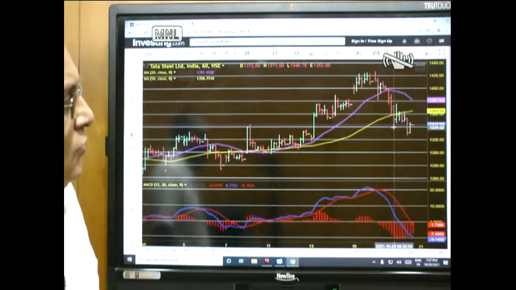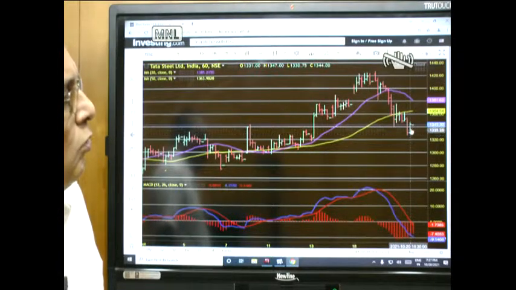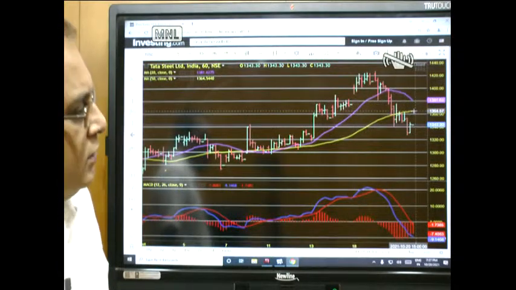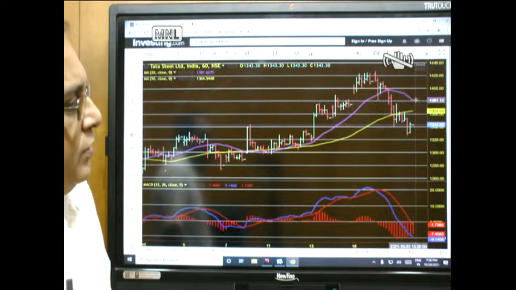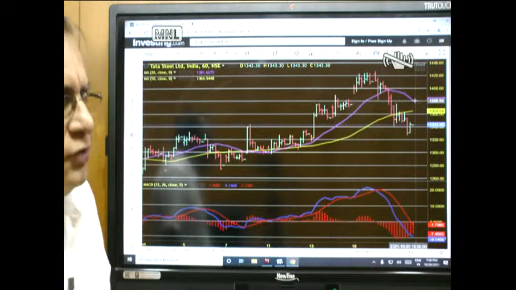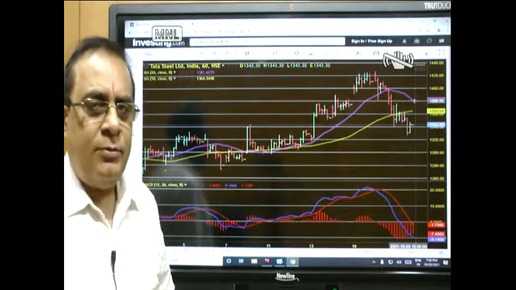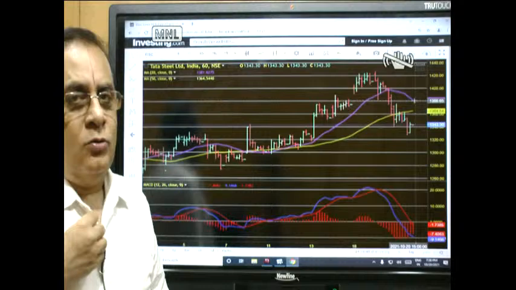So what we need to do is wait. Now the 20 moving average is above the 50, so in those cases we need to wait for a rally up to this. Then if it starts cutting above this and sustains above, in that case we can look towards the long side.